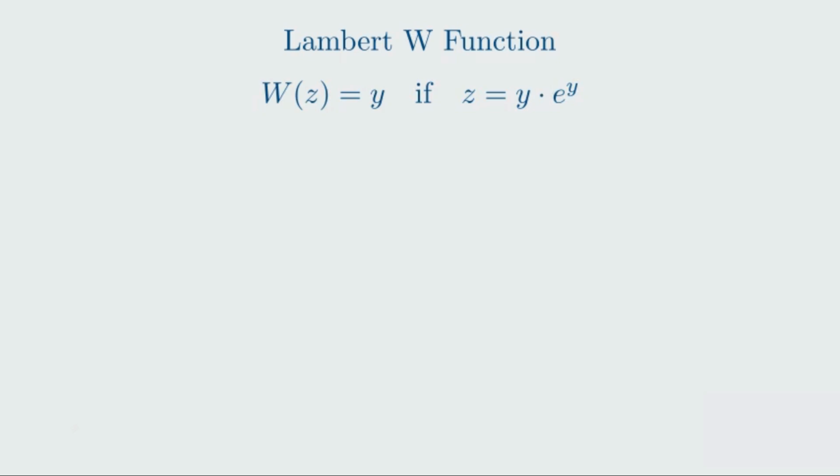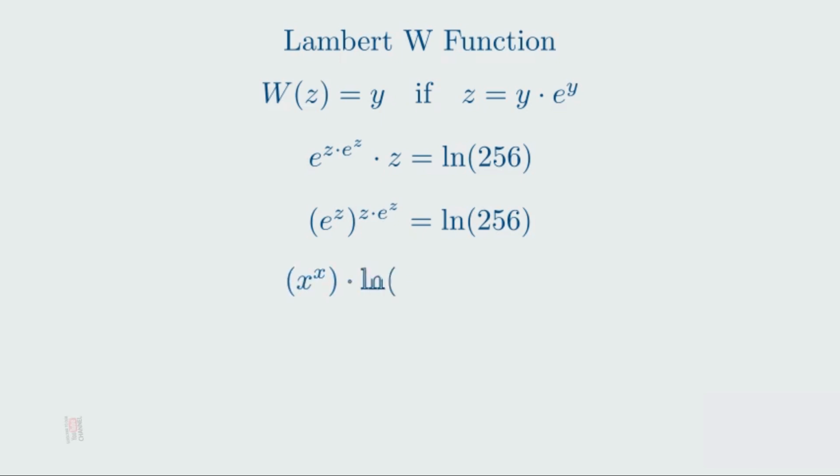Let's rearrange our last algebraic equation to match this form. We had e to the power of z times e to the z multiplied by z equals ln 256. Let's use the exponent rule, a to the bc equals a to the b to the c. So we can rewrite the left side as e to the power of z times e to the z times z equals ln 256. This doesn't seem to get us closer to the y form. Let's go back one step further to the equation x to the x times ln x equals ln 256.